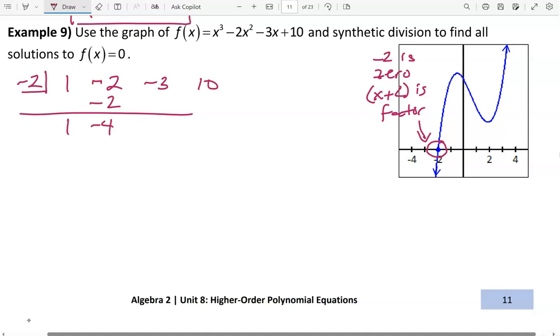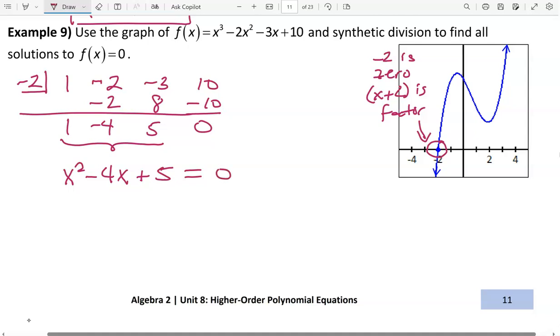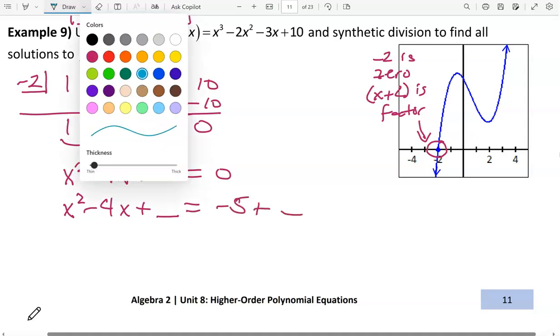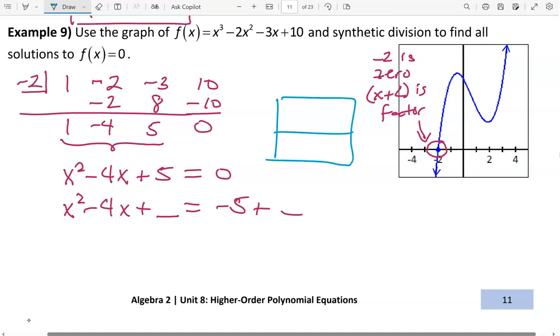Adding the column, that's negative 4, times negative 2 is 8. Adding that column, 5 times negative 2 is negative 10. Adding that column, that's 0. So here is the quotient for the division. We can find the non-real roots by setting that equal to 0, and completing the square is another great way to do this one. And I'm going to draw the complete the square picture here.